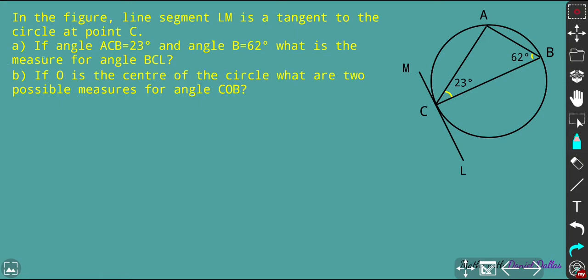Alright, so we need to figure out the measure of the angle BCL. This angle is formed by the chord within the circle, chord BC, and the tangent line ML. For simplicity, I'll put the measure of this as angle X. So I'm marking it this way. Let it be angle X.